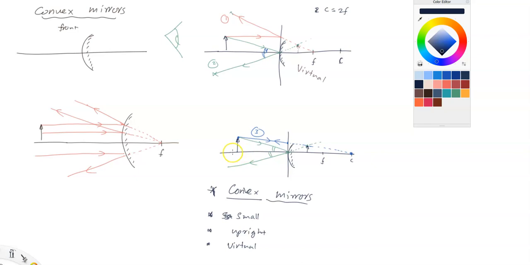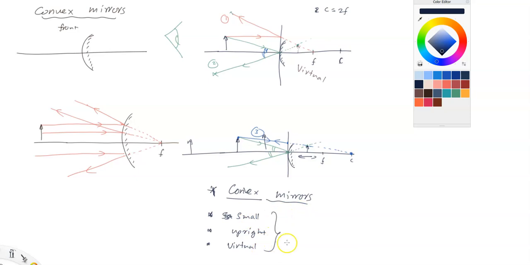So it really doesn't matter where you place it, right? You can place it close to the mirror, like somewhere here, or far away from it. It will change the distance where it appears, but everything else is going to be the same. It's going to be a small upright virtual image.